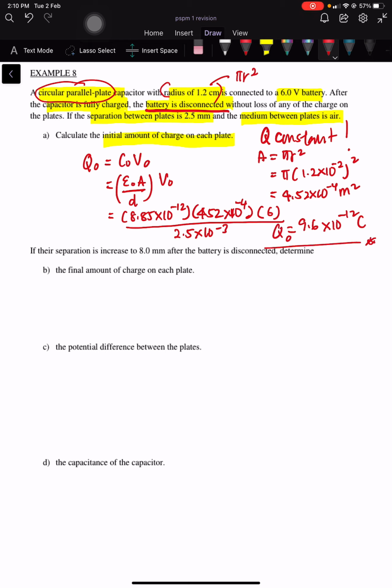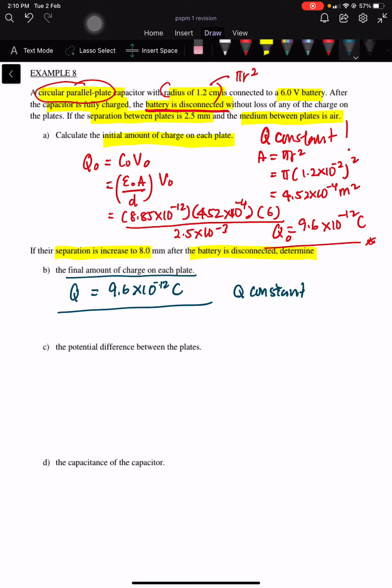Okay. So seterusnya, if the separation increases to 8 mm after the battery is disconnected. So ni adalah case dia lah. Dia dah increasekan d after battery disconnected. So determine the final amount of charge on each plate. So dia nak final amount of charge on each plate. Jawapannya adalah Q will be equal to 9.6 times 10 to the power of negative 12 coulomb. Kenapa? Sebab case dia adalah Q constant. Okay? Sebab battery disconnected.